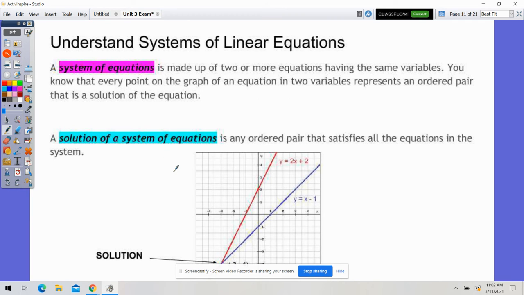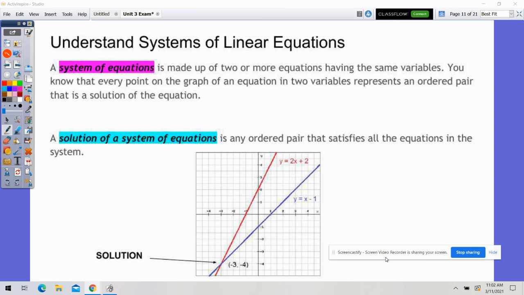Okay, now we're moving on to system of equations. A system of equations is made up of 2 or more equations having the same variables. You know that every point on the graph of an equation in 2 variables represents an ordered pair that is a solution to the equation.